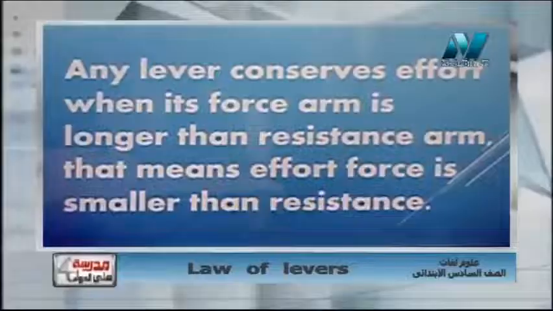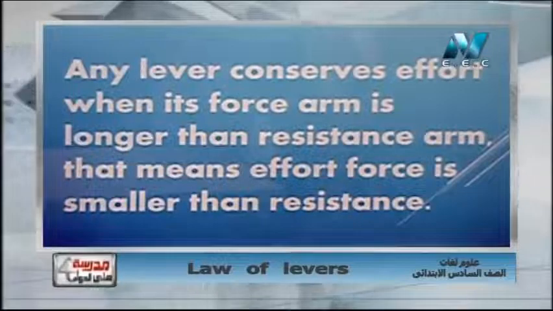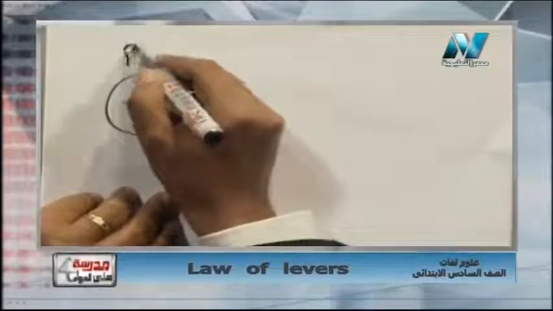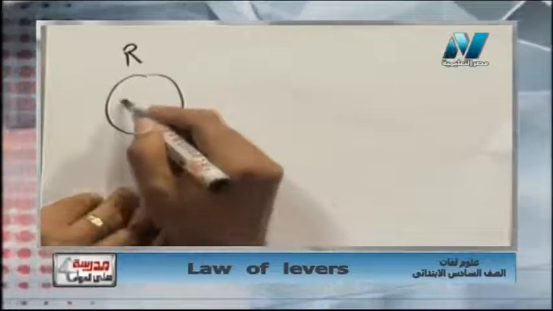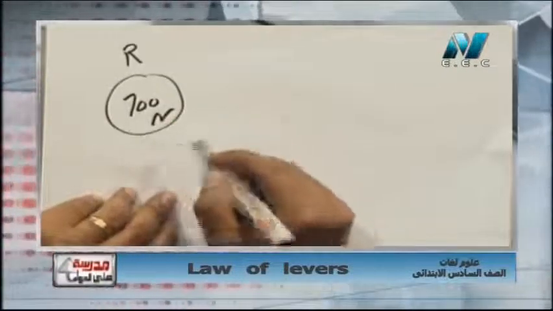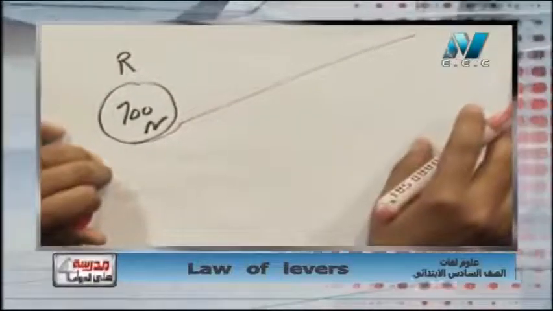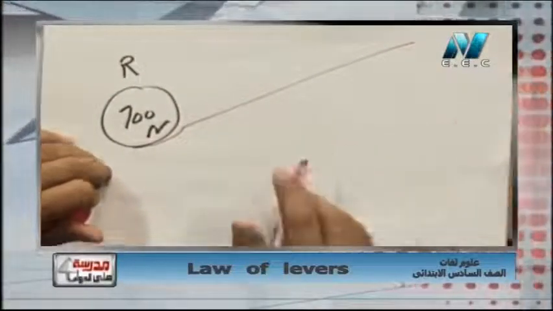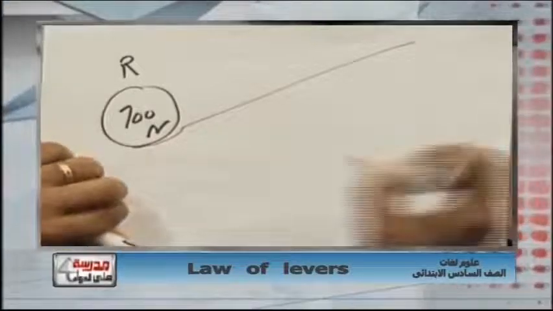As you see on the monitor, this is a huge rock. Suppose that I wanted to move this huge rock, its resistance. Suppose its weight is 700 Newton. So I need to use a crowbar. This is the crowbar. Okay, I have two cases now.